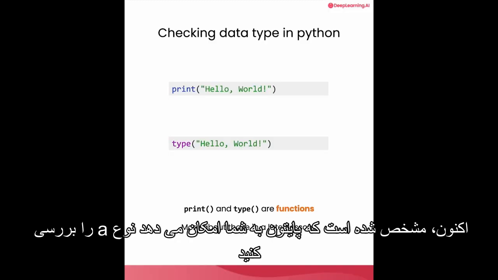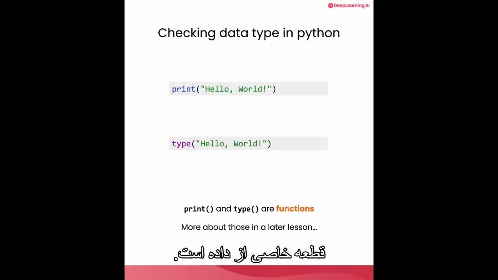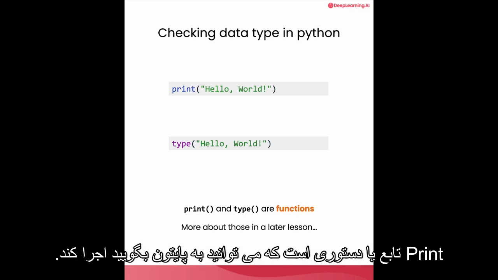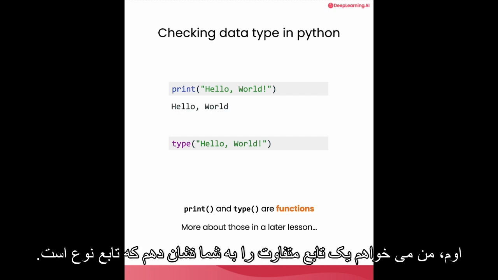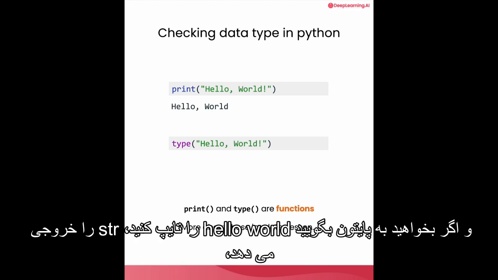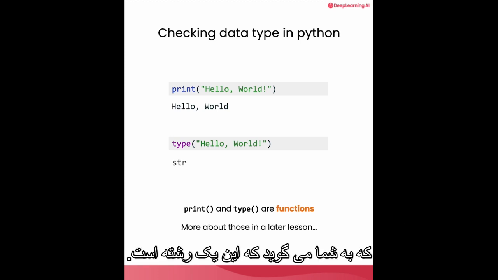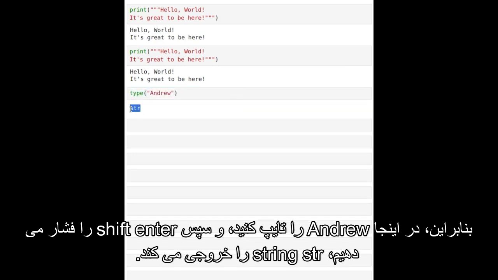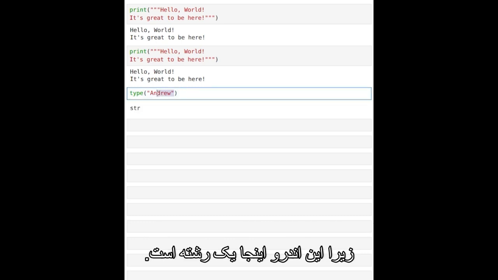Now, it turns out that Python lets you check what type a particular piece of data is. You've seen this code print hello world. Print is a function or a command you can tell Python to execute. I want to show you a different function, which is the type function. And if you were to tell Python type hello world, then it will output str, which tells you that this is a string. So here's type Andrew, and then we hit shift enter. It outputs string, str, because this Andrew here is a string.